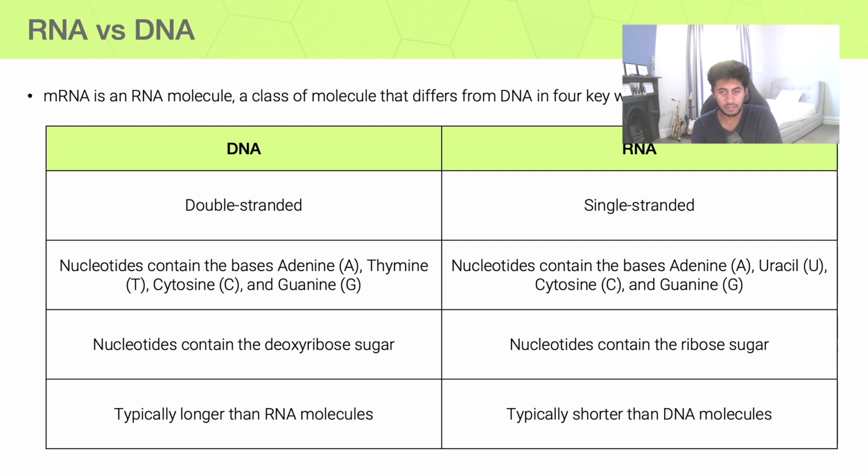RNA nucleotides contain the ribose sugar, which is different to the deoxyribose sugar that's in DNA, and that accounts for the difference in name. DNA is deoxyribonucleic acid, RNA is ribonucleic acid. And then the last point, which you'll rarely ever get asked, is that DNA is typically a little bit longer than RNA, but that's not really something that's covered quite a lot in stage 2.